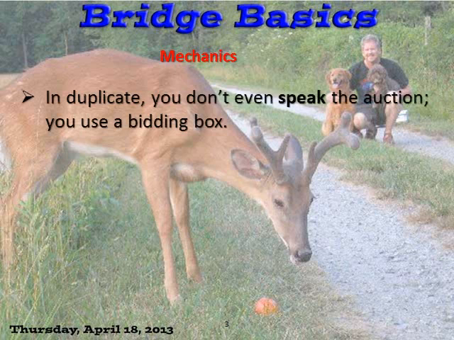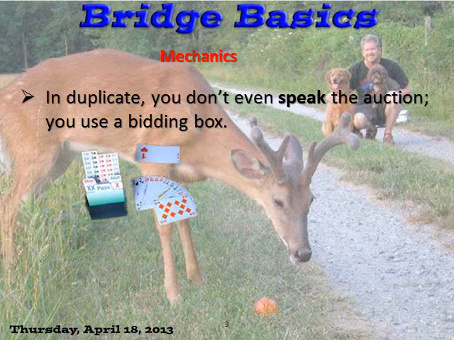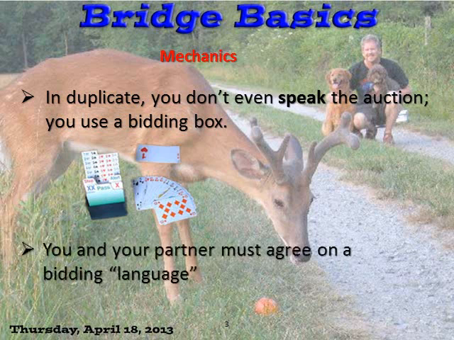In duplicates, you don't even speak the auction, you use a bidding box. For example, instead of saying 1 heart, you pull out a card from the bidding box that shows 1 heart and you place it on the table, implying that your bid is 1 heart. You and your partner have to agree on the language that you speak and on what bids mean, because many bids go well beyond what the actual denomination and level tell about the hand. Today we're going to talk about different types of bids and what they mean. Tomorrow we're going to go into more detail as to the overall structure of the language.